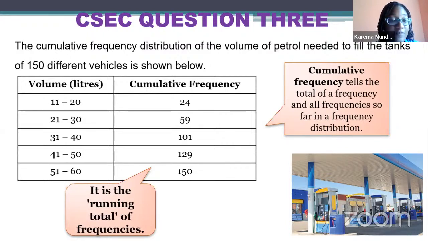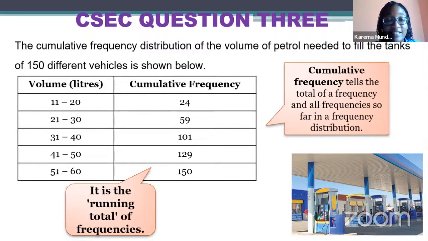It is not saying 59 vehicles needed 21 to 30 liters of petrol. No, that 59 is speaking to all the way from 11 all the way up to 30 liters. So when you get to the third row, that speaks to 101 as the cumulative frequency. It is saying that 101 vehicles needed 40 or less liters of petrol. So it accounts for everything that came before.